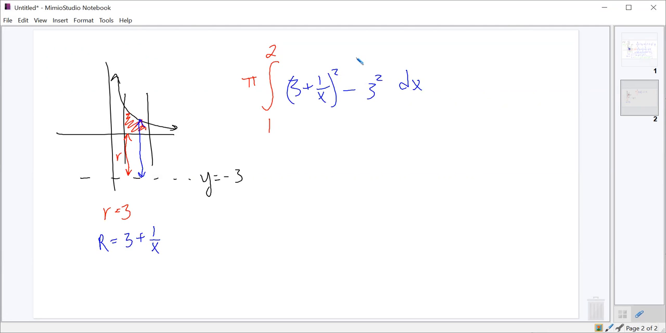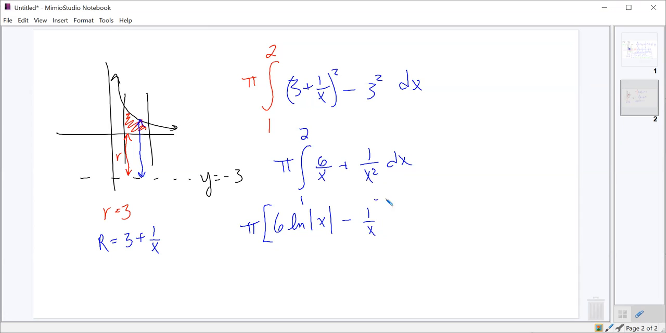And we'll simplify our integrand. So pi times the integral from 1 to 2. 3 plus 1 over x squared gives you a 9 as the first term, which will cancel with this, minus 9. And then we'll just have a 6 over x and a 1 over x squared. And that gives us pi times 6 natural log absolute value of x minus 1 over x. If you integrate both those, just using the rule for 1 over x and the power rule there. And we'll evaluate it from 1 to 2.